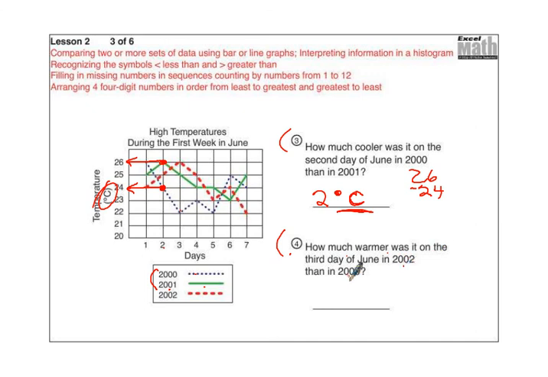All right, number 4 says, how much warmer was it on the 3rd day of June in 2002 than in 2000? The 3rd day of June, 2002, that's way up here, again at 26 degrees. And the year 2000 would be right down here on the 3rd day of June. I am dealing with the 3rd day of June, so it has to be on this line right here. So the dotted line meets up with the 3rd day of June line right here, and the red line meets up there at 26 degrees. So this one's 26, that one's 22. We should write 26 minus 22, so the answer is 4 degrees Celsius.